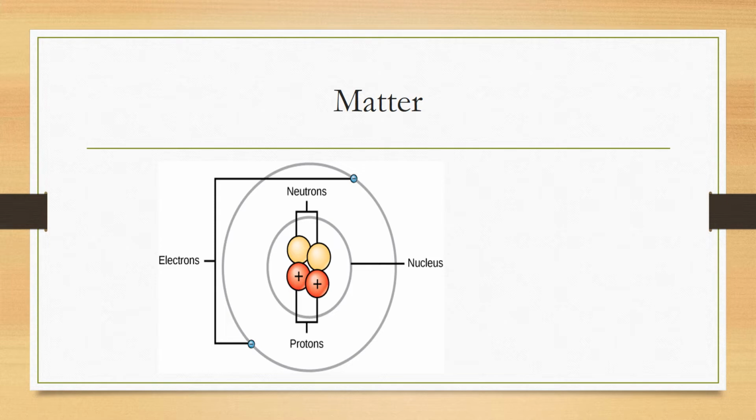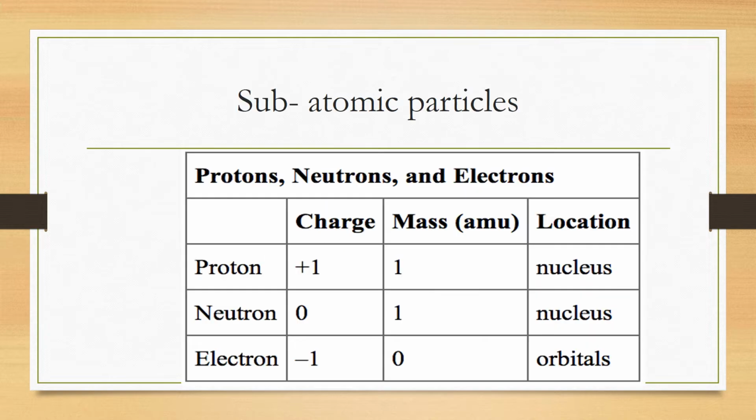I'm sure you can see that these electrons are negatively charged, and then the neutrons are neutral, they don't have any charge. And the protons have a positive charge. So those are the properties of an atom. Let's have a look at them in detail.